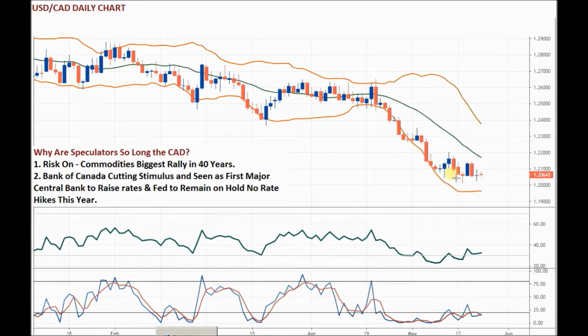Now, just before we do the levels, why are speculators buying on the CAD? Well, we have had risk on in the markets. Commodities have had their biggest rally over the last year in 40 years. Obviously, the CAD is a commodity currency. Also, the Bank of Canada is cutting back stimulus and is seen as the first major central bank to raise rates going forward.